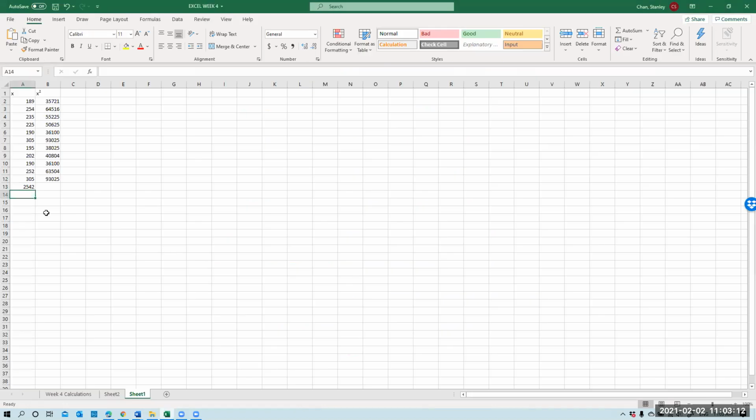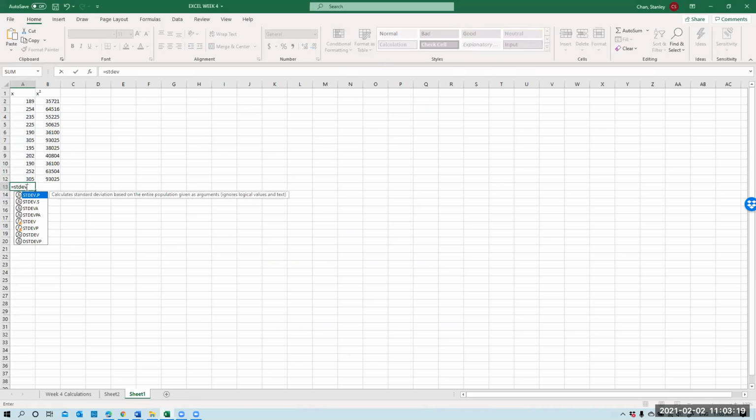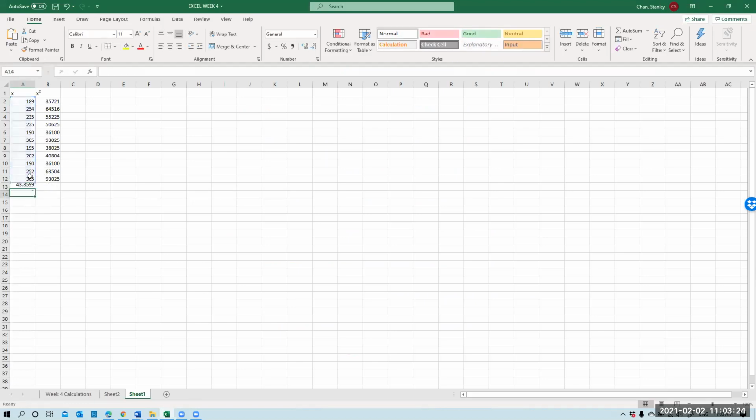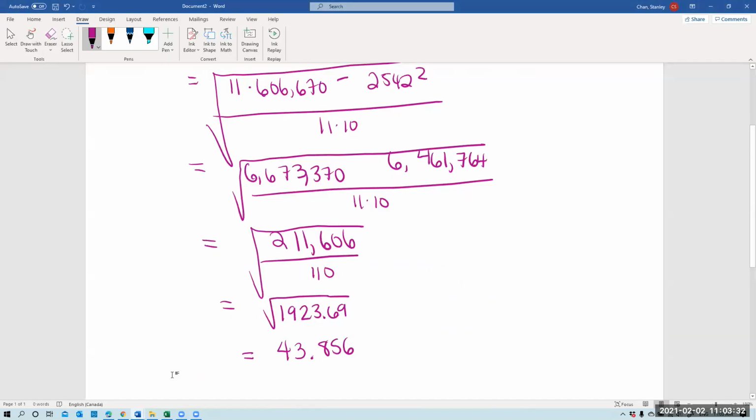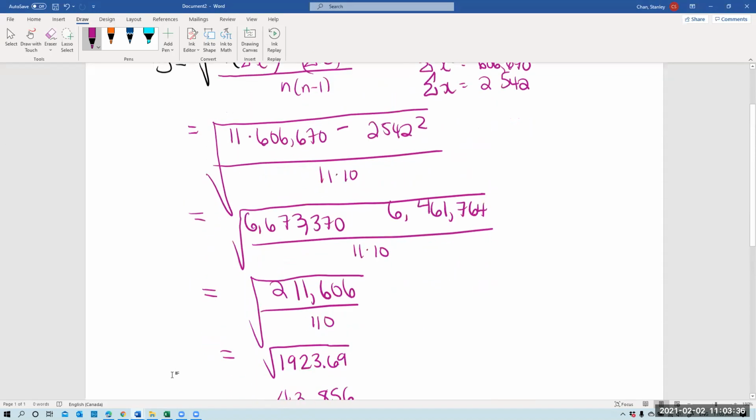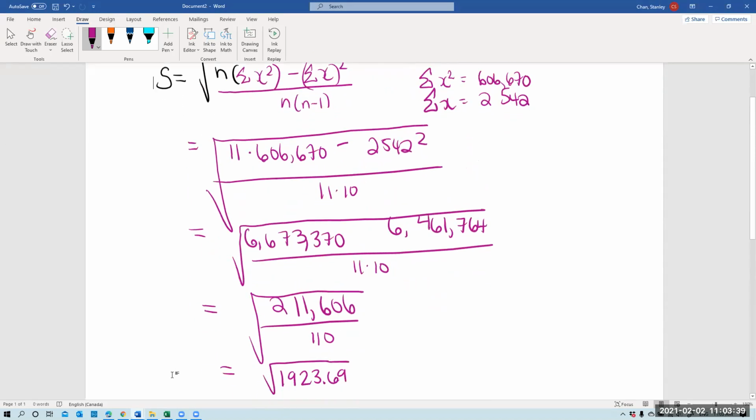So using Excel, instead of doing it the long way, what you could just do is equals STDEV, open bracket, and then highlight all of the different football player weights, close bracket, and then you get 43.8599, or you can calculate using the long way and get 43.856 using the longhand calculation. So which one do you prefer? Type that into the chat. Do you prefer a longhand calculation or do you prefer Excel?